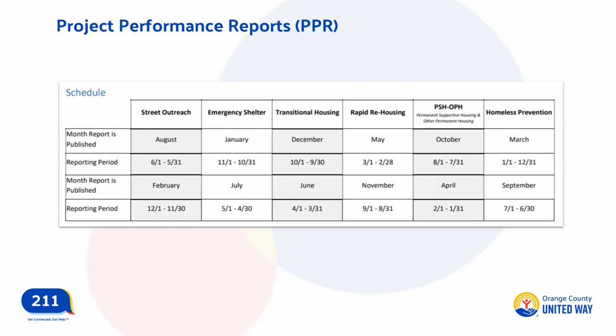And this is the publishing schedule for PPRs, which are published twice a year for each project type. You can find the reporting periods as well as the month each report is published, and the schedule can also be found in the PPR overview document.